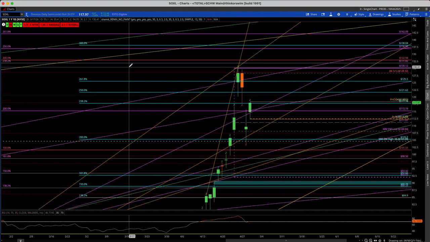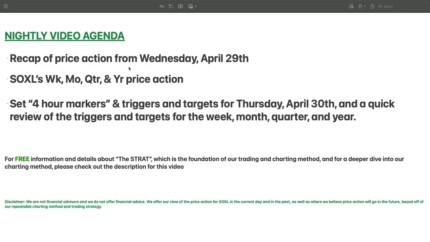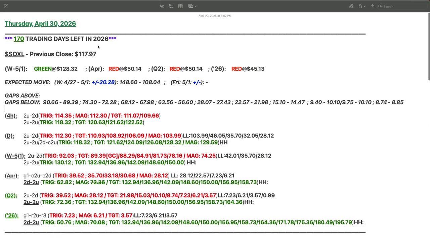We've looked at the week, month, quarter, and year. There's not a whole lot to do there. So let's just go back to the notes at this point so we can look at the hard numbers, right? So for Thursday, April 30th, there'll be 170 trading days left in 2026. And the close price on Wednesday, April 29th was 117.97. We do know the week is still red. We've got to get it back above that 128.32 level to flip it green. But the month, the quarter, and the year are all green. So those are the levels it would take to flip us red. We're obviously quite a ways from doing that.